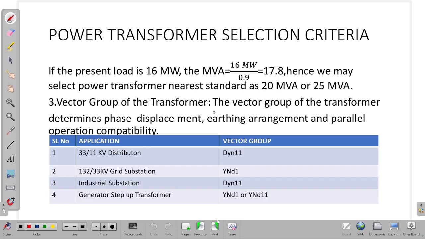So the present load is 16 megawatt. This MVA is calculated like this: 16 megawatt divided by power factor 0.9. This comes out to be 17.8. Hence, we may select the power transformer to the nearest standard as 20 MVA or 25 MVA.